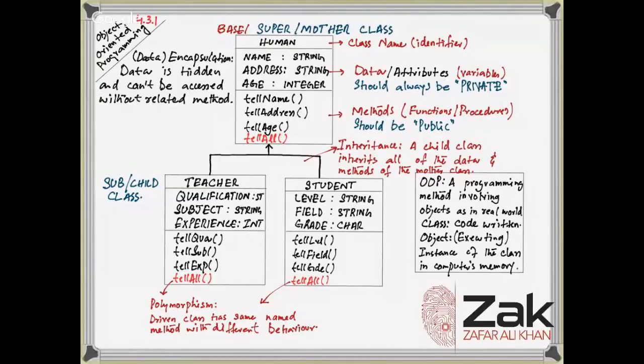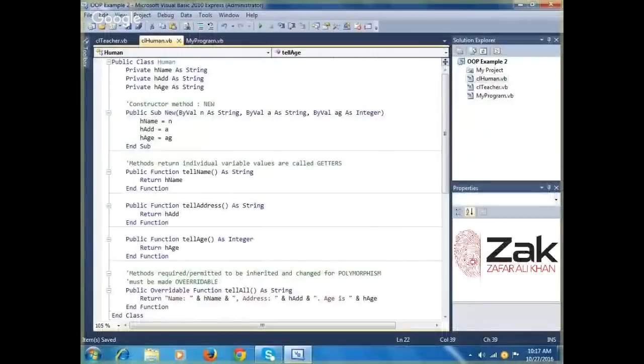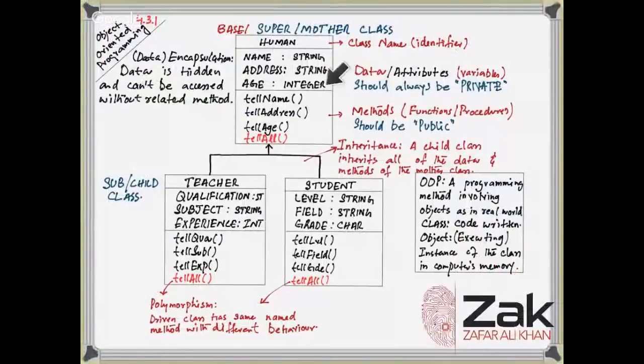Now, the same thing is being programmed here. This is the human class. Which one? This one. This is the human class. It has got three attributes. I told you that these attributes are global level variables. And these four methods.